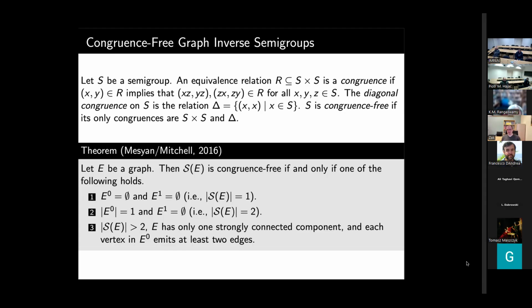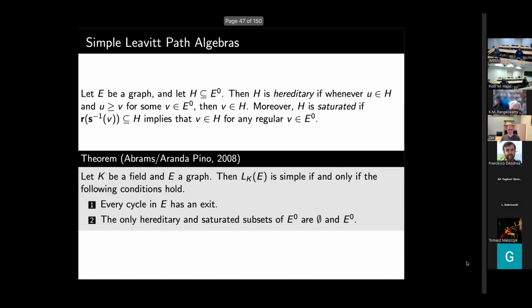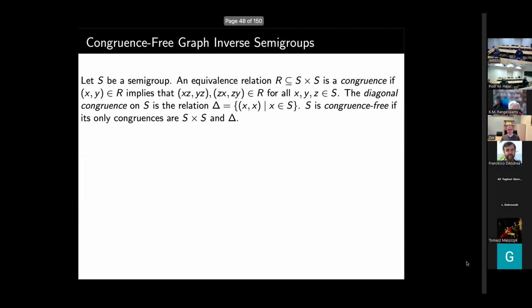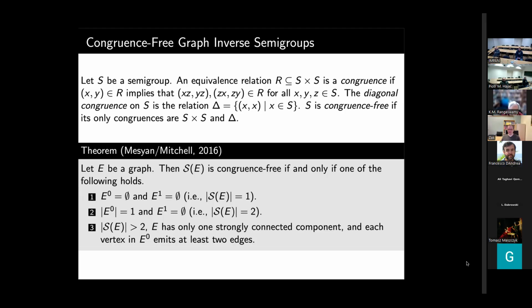The graph inverse semigroup you get has two elements, that vertex and then zero. And that's also congruence free. But these are the non-interesting trivial cases. In the non-trivial cases, the condition is that the graph has only one strongly connected component, and each vertex emits at least two edges. So this condition is different from the previous one, only about hereditary and saturated sets, but somehow it has a similar flavor.